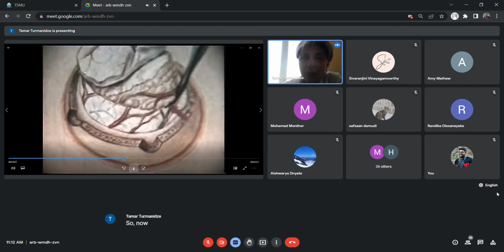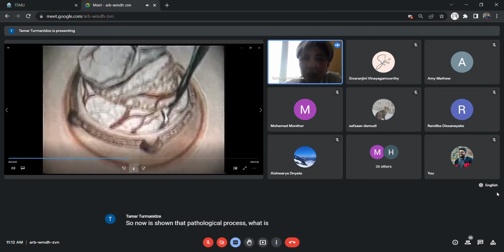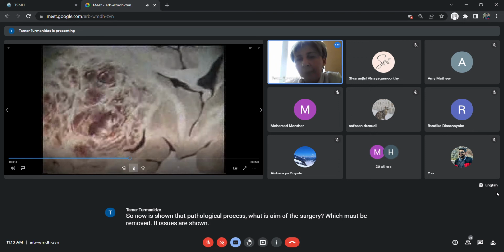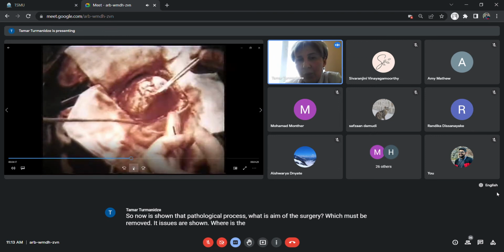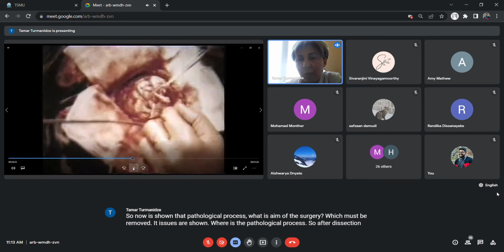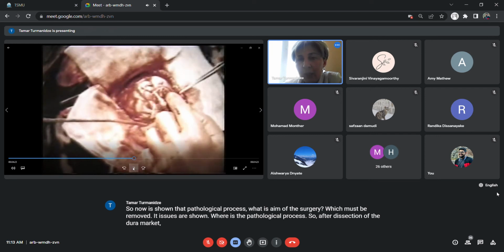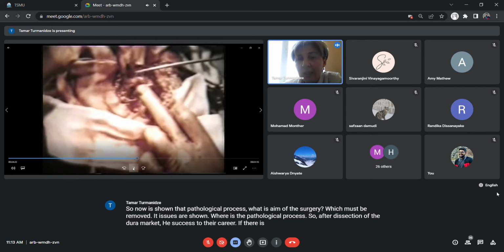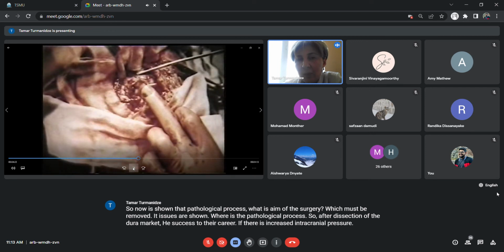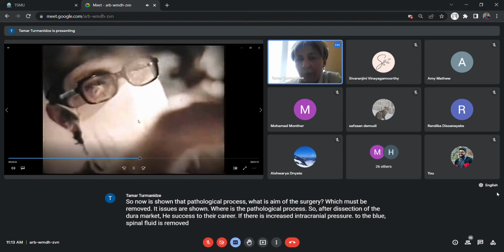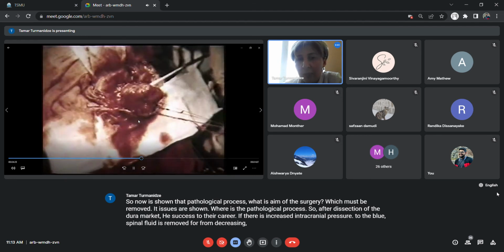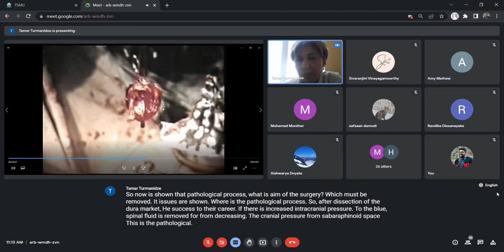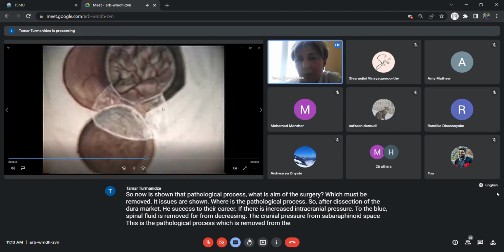So now is shown that pathological process, what is the aim of this surgery, which must be removed. The tissues are shown. Where is the pathological process? After dissection of the dura mater, that area is accessed. If there is increased intracranial pressure, cerebrospinal fluid is removed from the subarachnoid space, decreasing the cranial pressure. Right? This is that pathological process which is removed from the tissues.